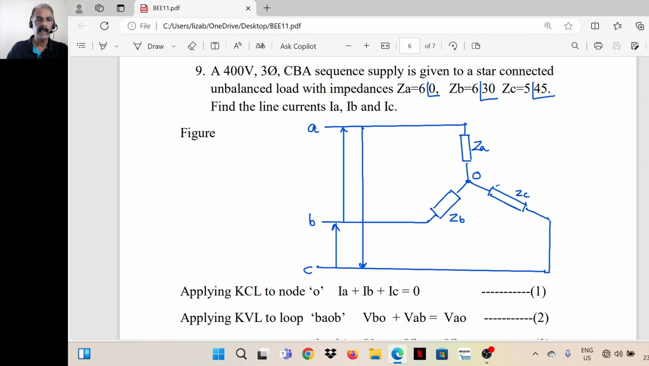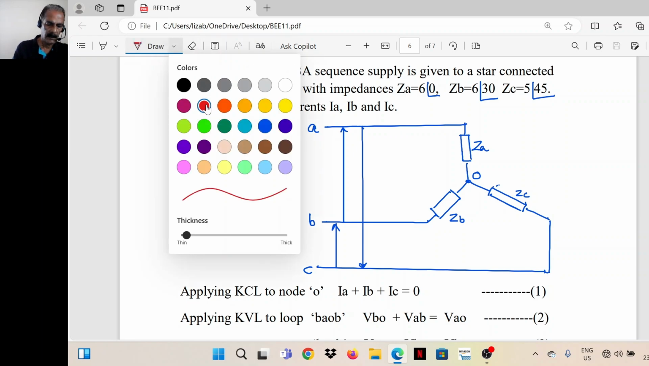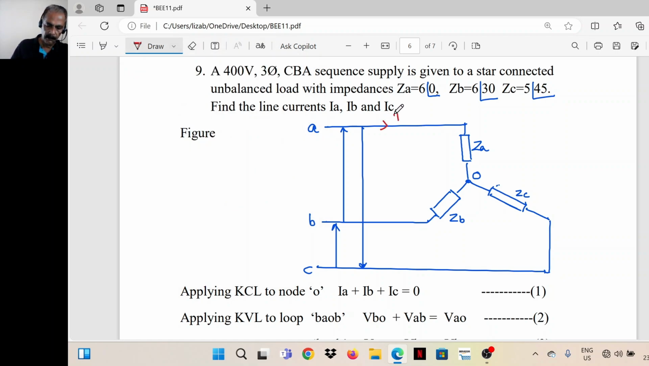The question is, a 400 volt three-phase CBA sequence supply is given to a star-connected unbalanced load with impedances ZA is equal to 6 angle 0, ZB 6 angle 30, ZC 5 angle 45, and the line currents IA, IB, IC. So first I'll mark the line currents IA, IB, IC. These are the quantities we have to find out.